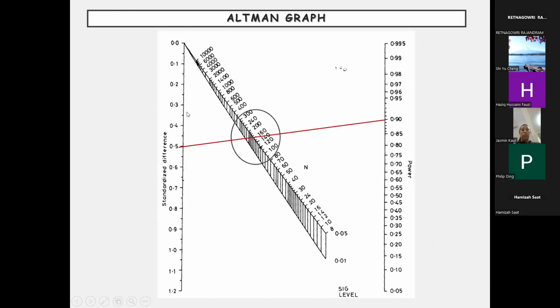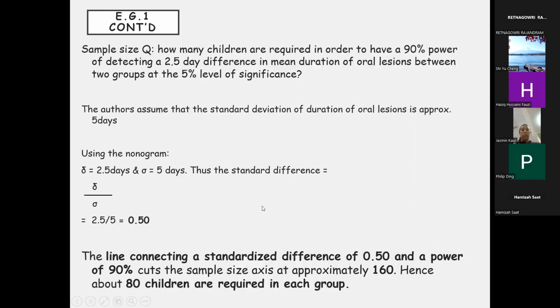And that standardized difference, if you draw, and this is your power, 80% power or 90% power, this is 80% power, this is 90% power. When you draw a line across, it will tell you what the total numbers needed are. Based off that, the total number needed is 160, and each group will need 80. So this can be done for RCTs.